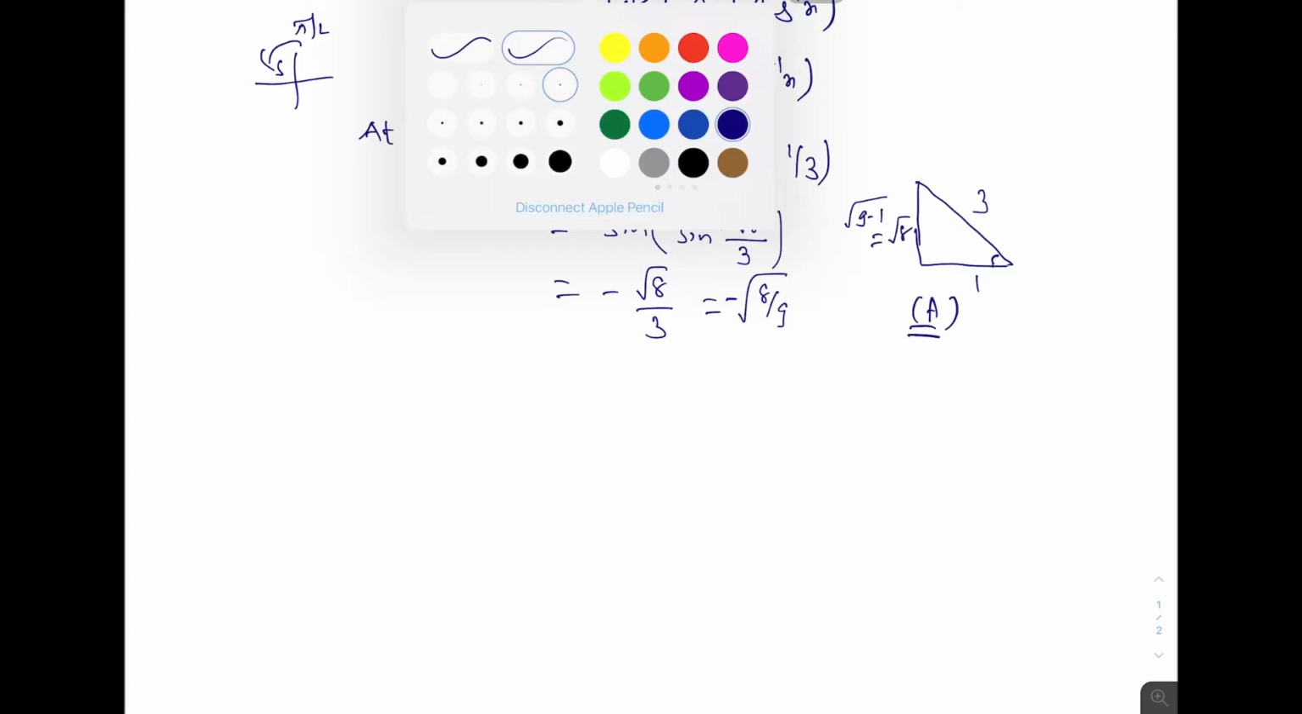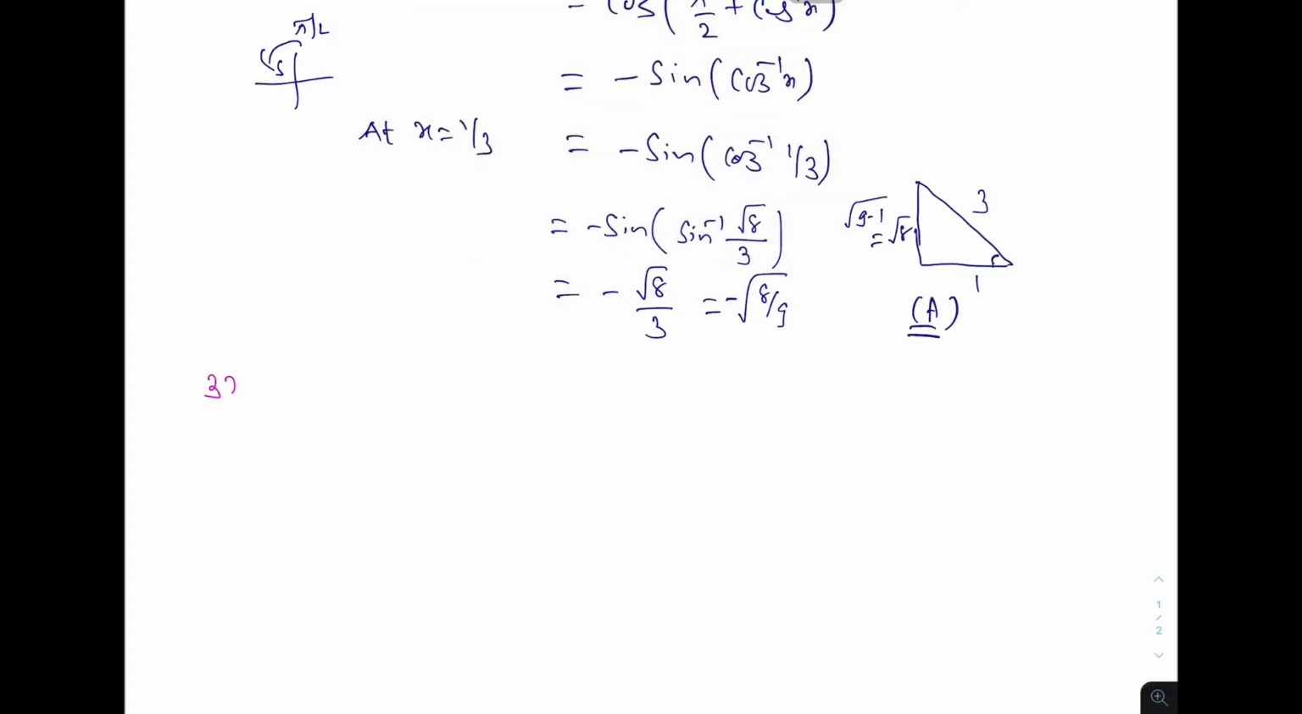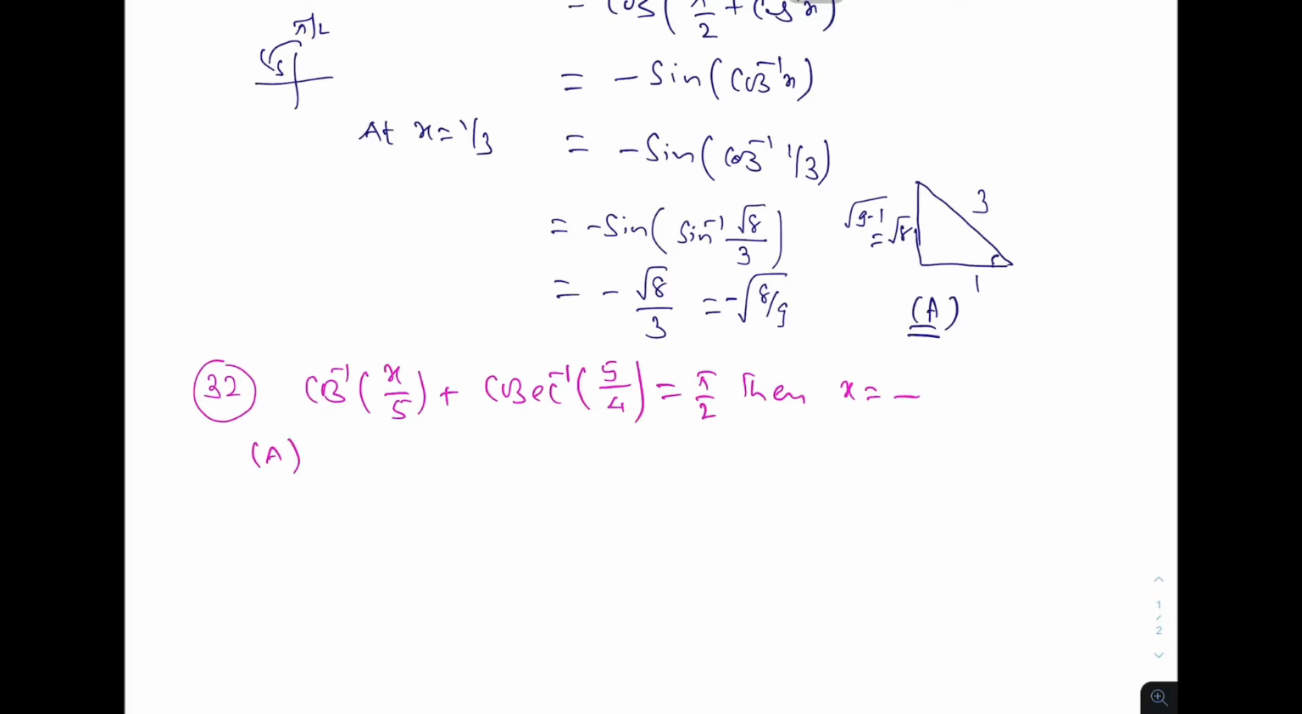Okay, let us take one more. Cosine inverse x by 5 plus cosec inverse 5 by 4 equal to pi by 2, then x is blank. So the options are 1, 3, 5, 4.